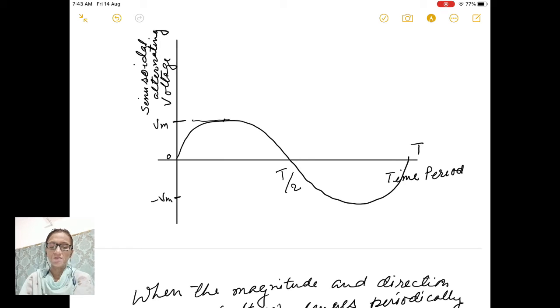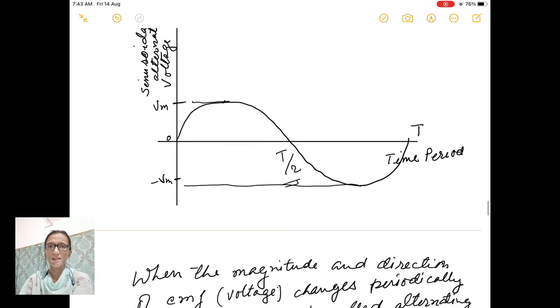Here it has the highest value and then becomes equal to 0 in the first half time period. And then it reverses its direction. It now flows in the opposite direction and increases from 0 to the highest value. And finally, in one time period, it again comes to 0. So this is your alternating voltage.